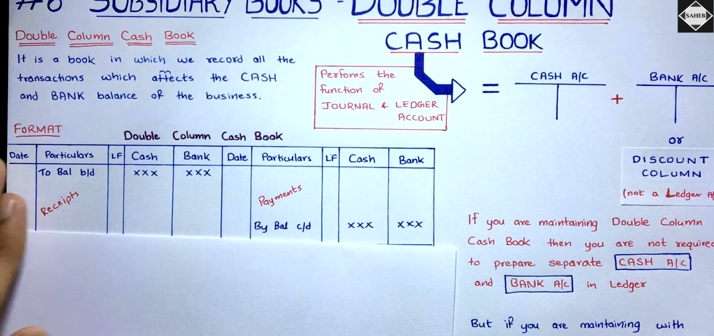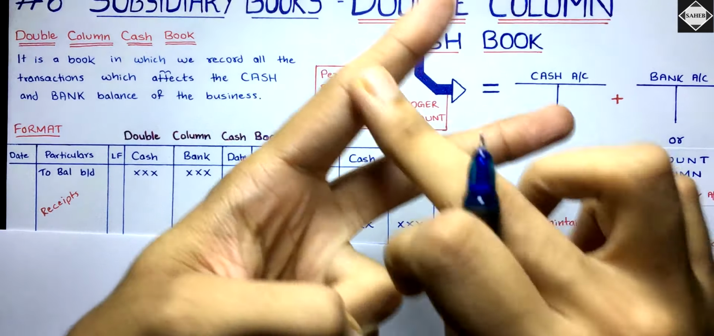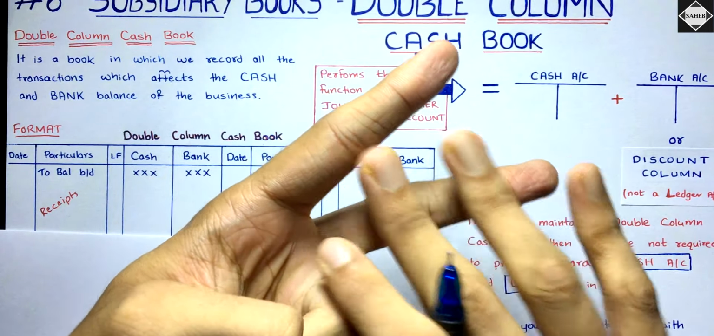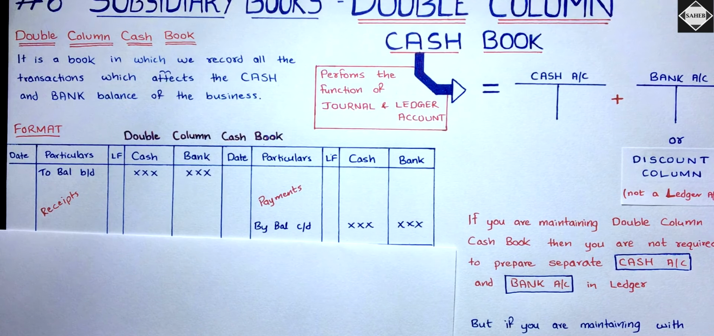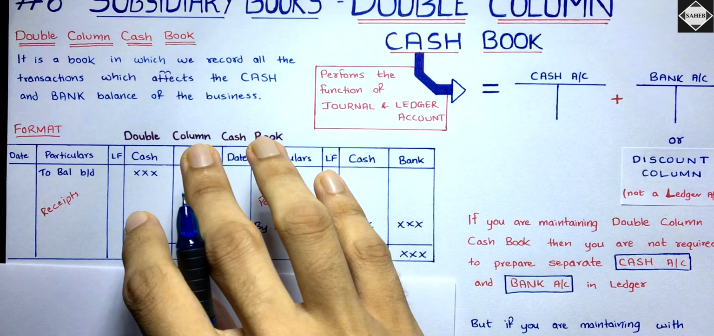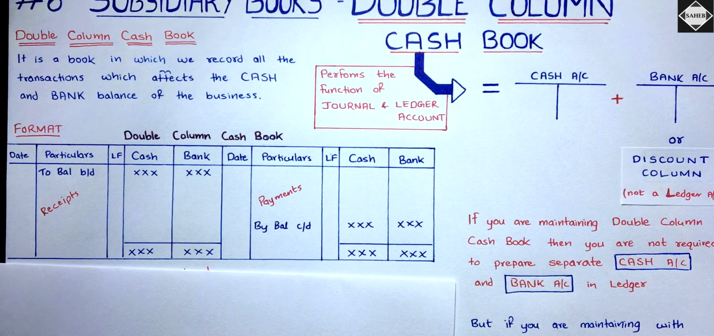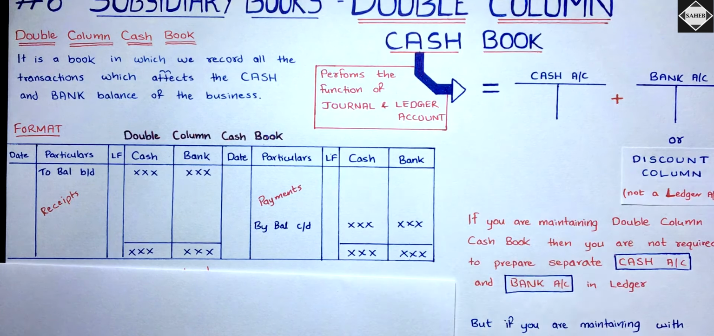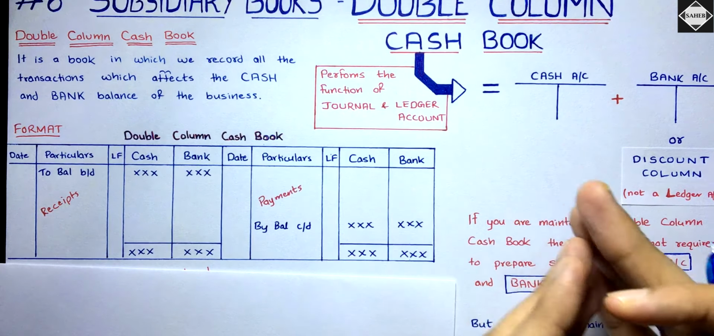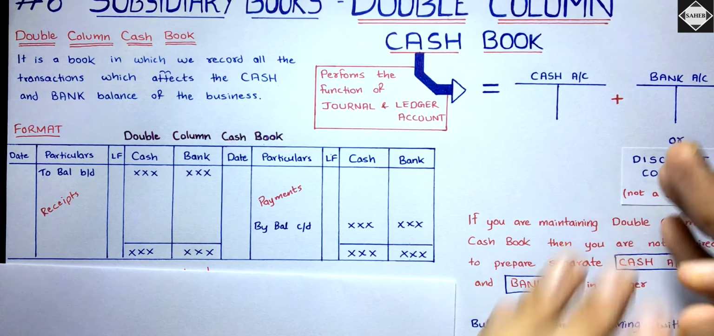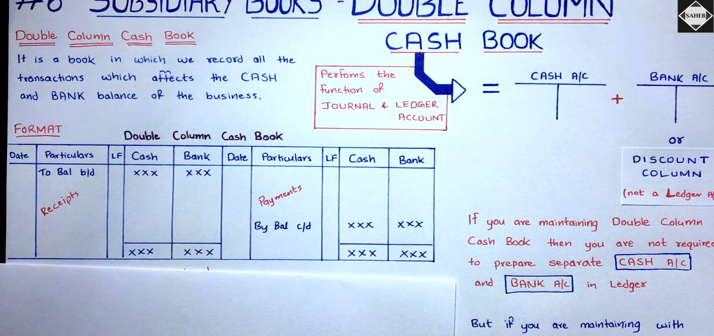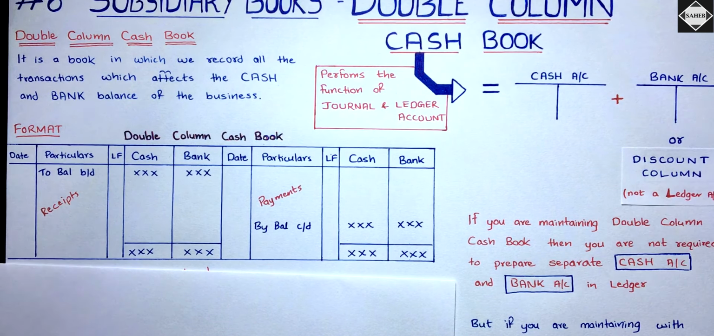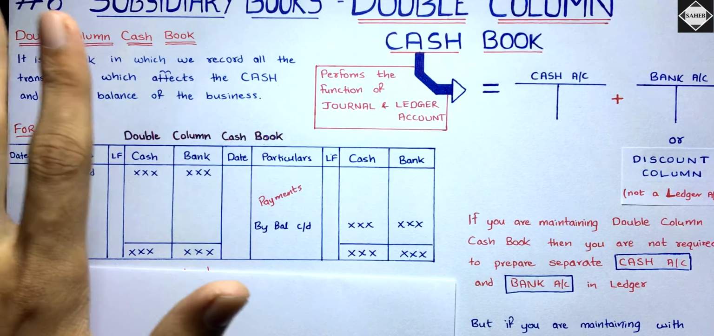All right, if you are maintaining double column cash book with cash and bank column, no need to prepare separate ledger account for these, because all the transactions that affected the cash and bank balance are already recorded in the double column cash book in continuous order. So if you are maintaining a separate cash account and separate bank account, ledger account, then it's just duplication of the work. There is no benefit out of that. Why are you duplicating the work? It's useless. So that's why no need of separate ledger account.